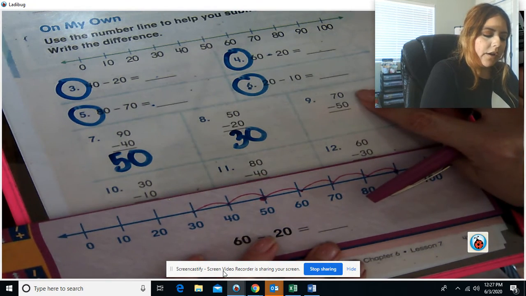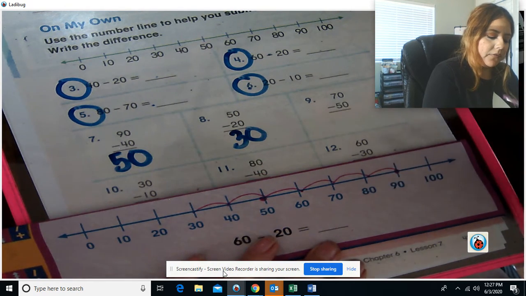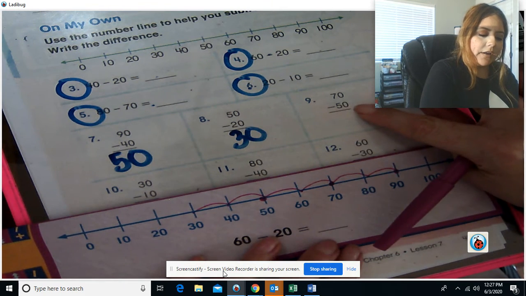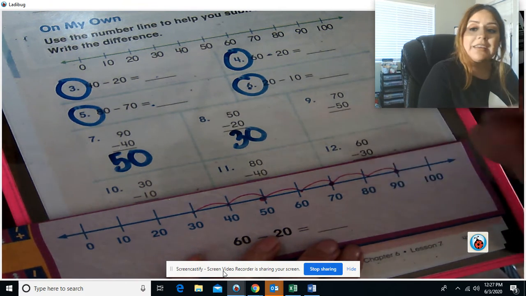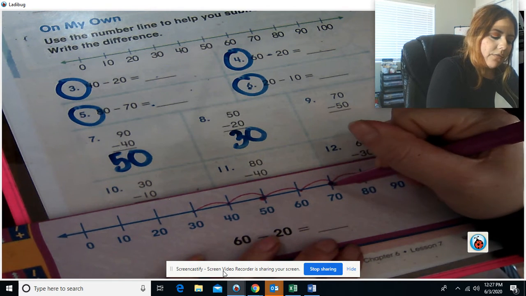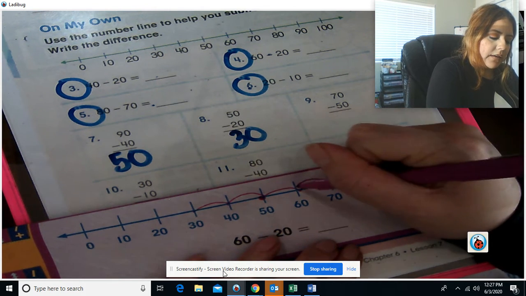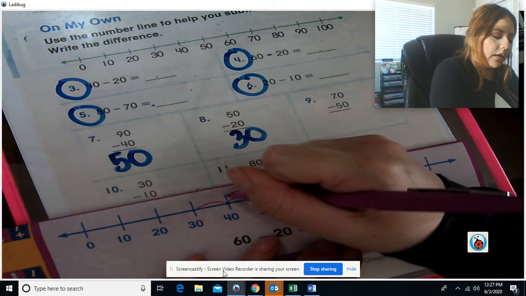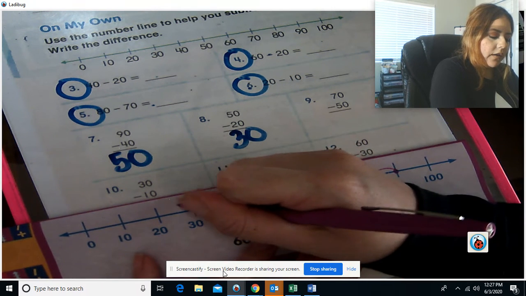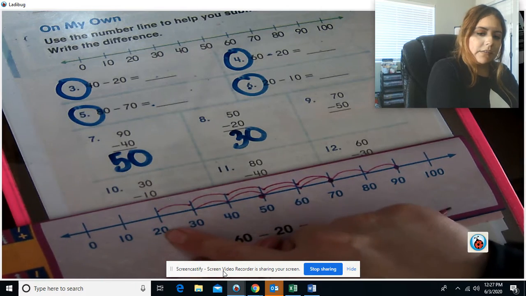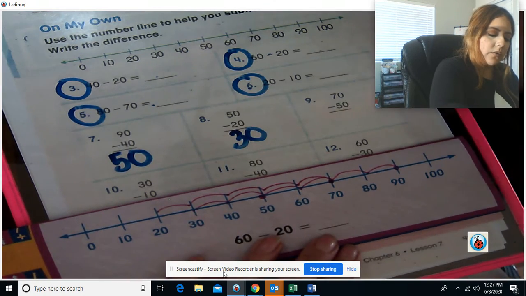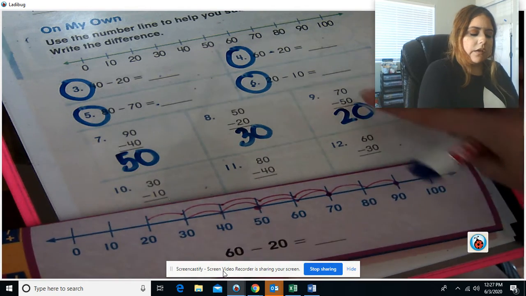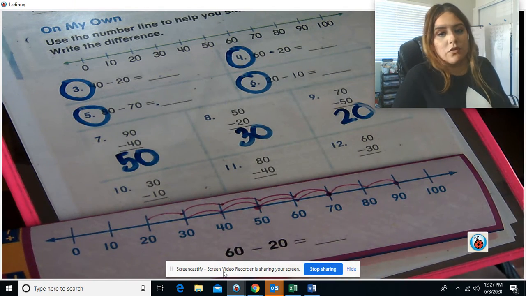And then over here, I have 70 minus 50. I'm going to start at 70 and go back 50 spaces, but I'm going to count by tens. 10, 20, 30, 40, 50. My answer is 20. So 70 minus 50 equals 20.